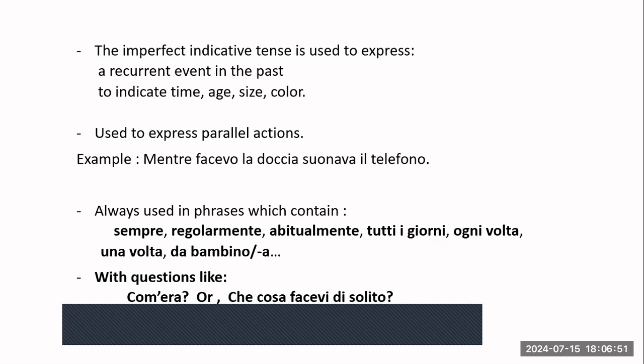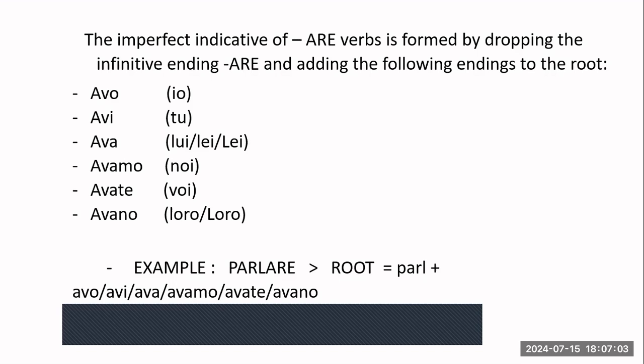With questions like com'era, how was it? Che cosa facevi di solito? What did you do usually? That's another way when you're using your imperfect. Okay, this tense, I have very good news for you, is very easy. It seems difficult at first, but it's not, because you'll see as we go along. The are, ere, ire are very easy to conjugate.